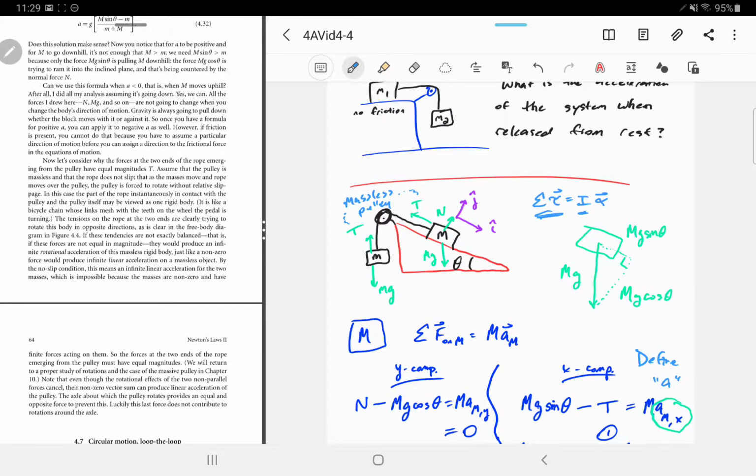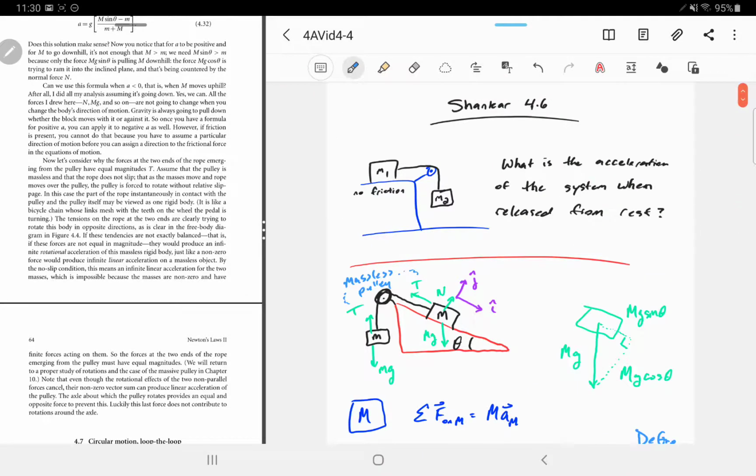equal. Okay, so this is kind of a subtle point, but just for now, just know that anytime you see massless pulley, you're allowed to assume that the tensions appearing on either side of the rope connected to that pulley are equal, even if the system is accelerating, even if the pulley starts rotating or is changing its rotational speed.